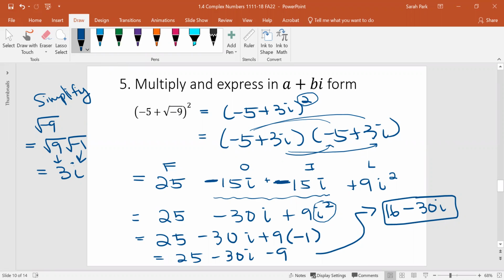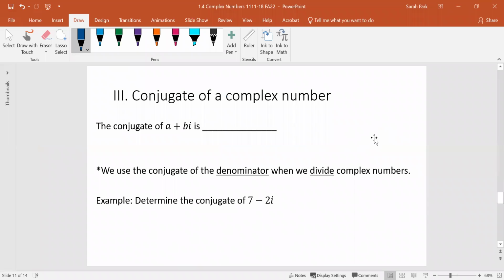Okay, so we did a multiplication problem. Now moving to division. But before we go into division, we have to talk about the conjugate. Now, conjugate is a term we don't use very much, right? It just means that the conjugate of a plus bi is a minus bi, or vice versa. If you have a minus bi, its conjugate is a plus bi.